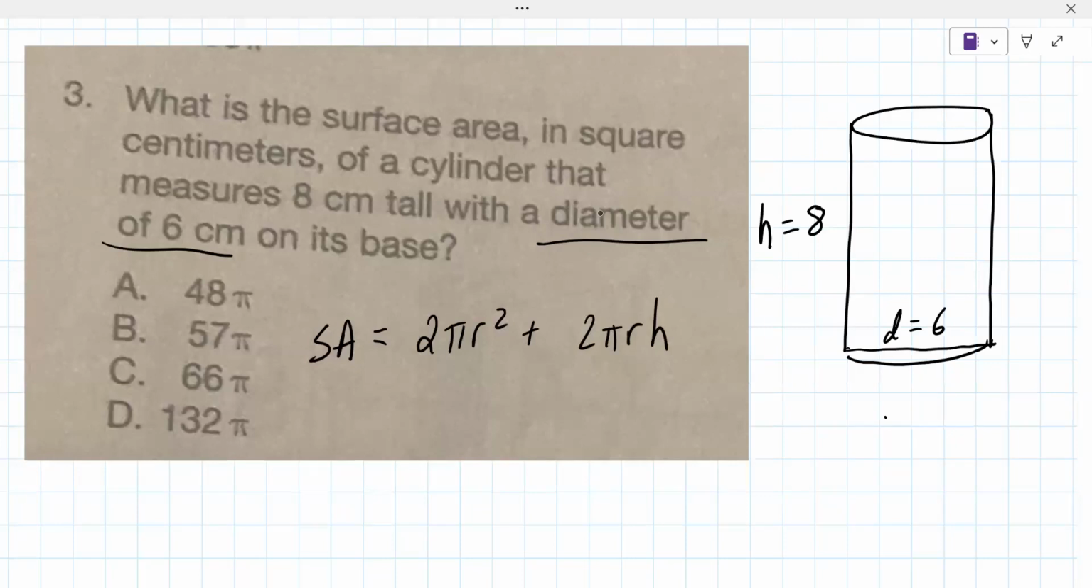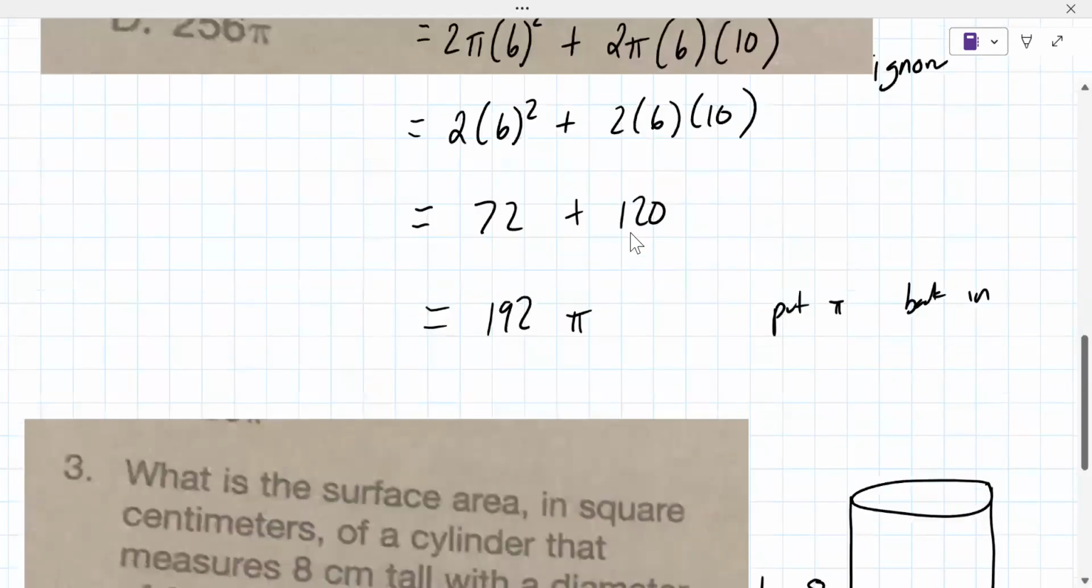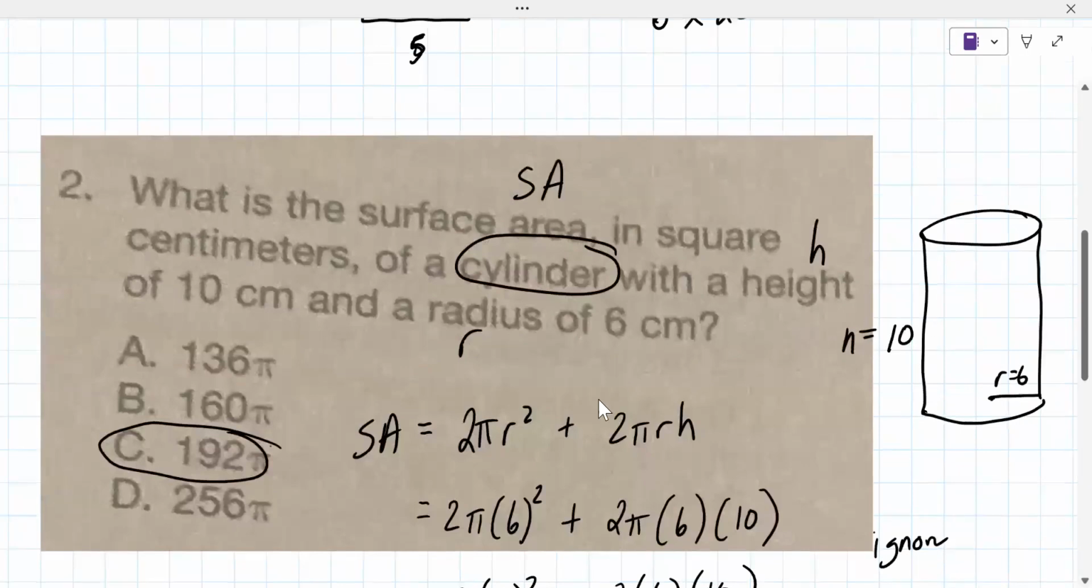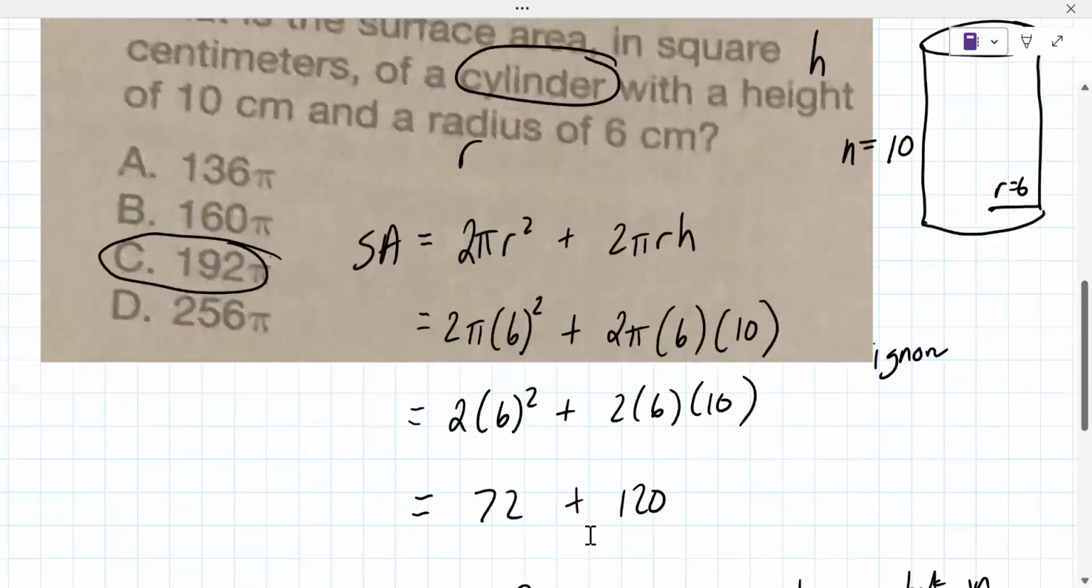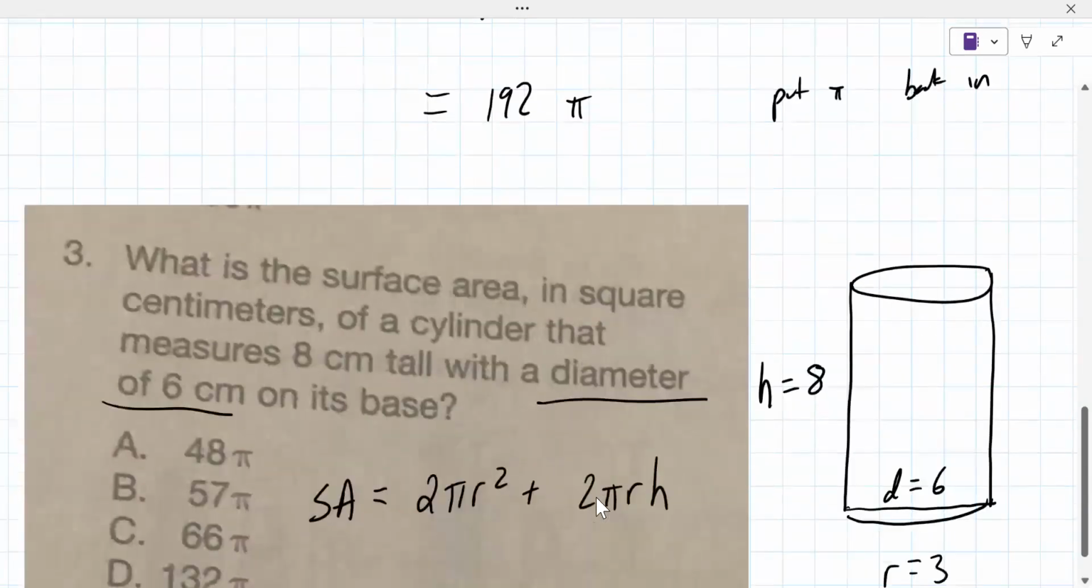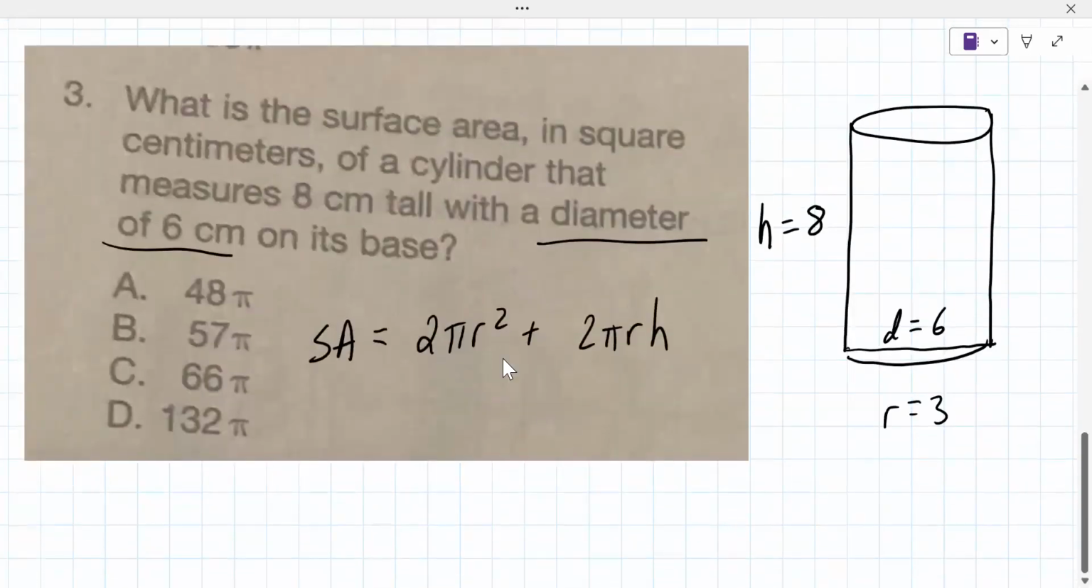So what is the radius? So it'd be 3. Good. So it's the same thing as the last problem. In the last problem, we had the radius, we had the height, we put those numbers in the formula, we ignored the pi, and then we put the pi back in at the end. So what I'm suggesting here is that you put 3 in for r, 8 in for h, ignore the pi, and put it in at the end.